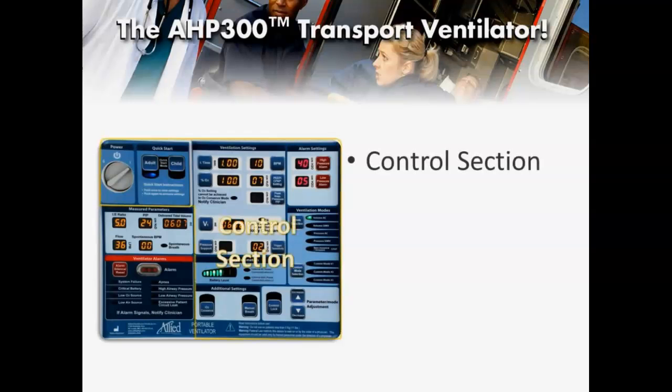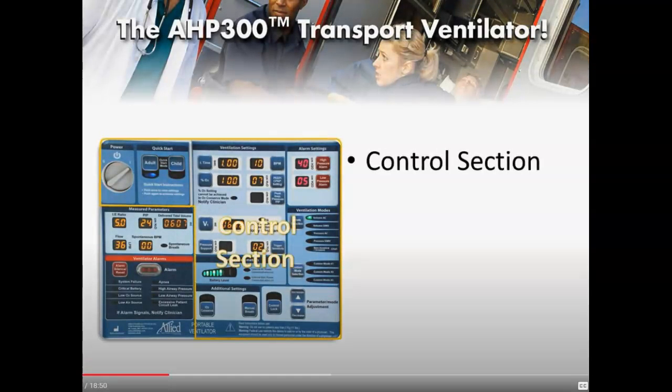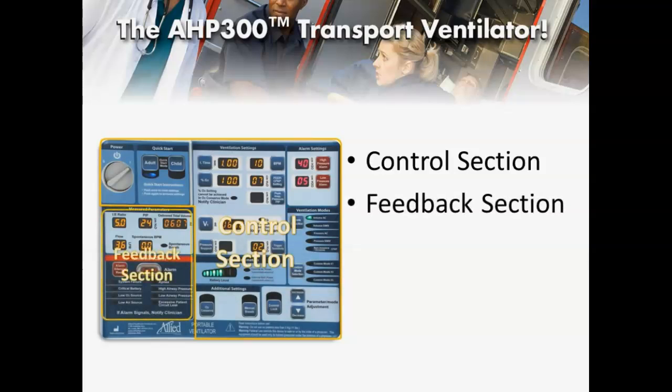Panel can be divided into two sections. The control section is where the ventilation parameter selections are made. The feedback section is where the user will monitor the patient's feedback based on the settings that have been entered.